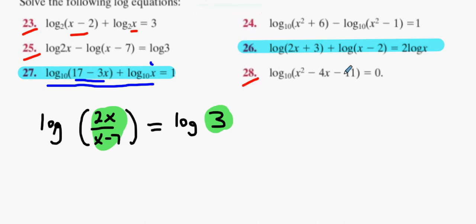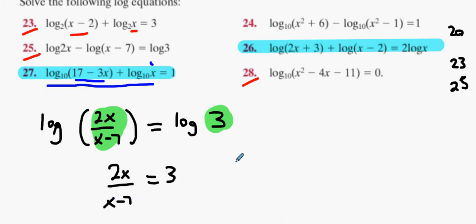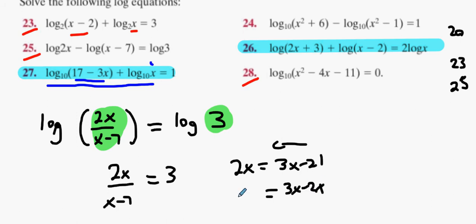Okay, so we did 23, now I'm doing 25. Now, multiply it over. 2x equals 3x minus 21. Bring 21 over the other side. 3x take away 2x equals 21. X equals 21. Okay with that?